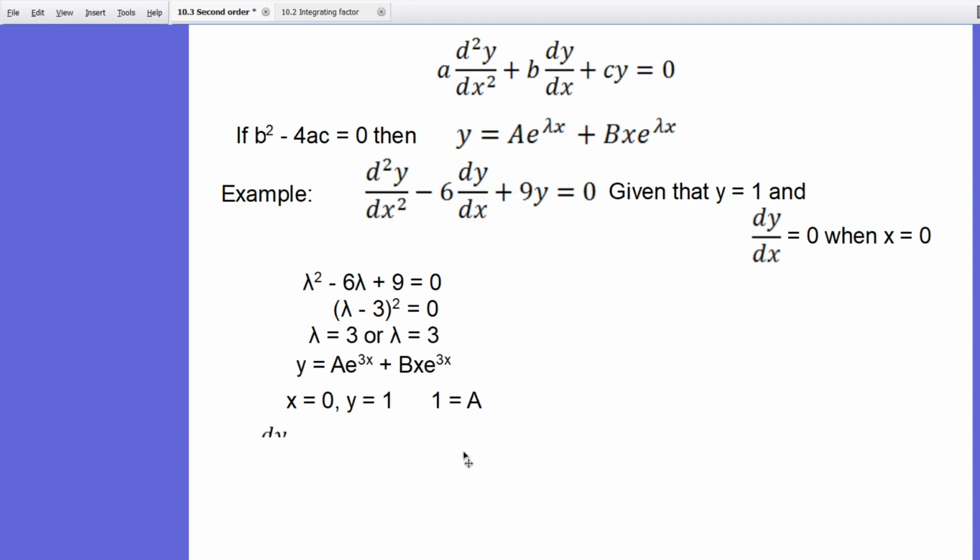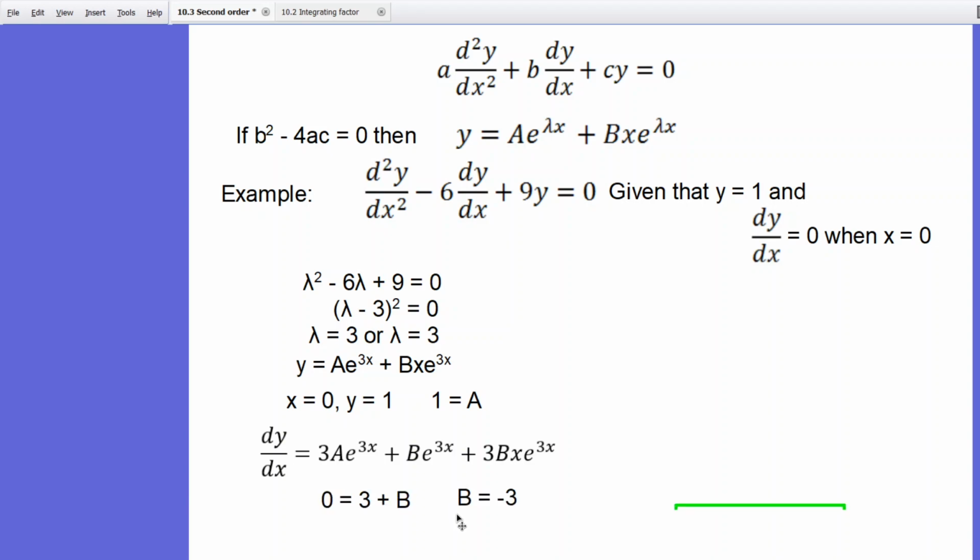Then we differentiate our provisional solution. We put x equals 0 into that. We get b to be minus 3. So our final solution is e to the 3x minus 3x e to the 3x. That satisfies the differential equation and also the boundary conditions.